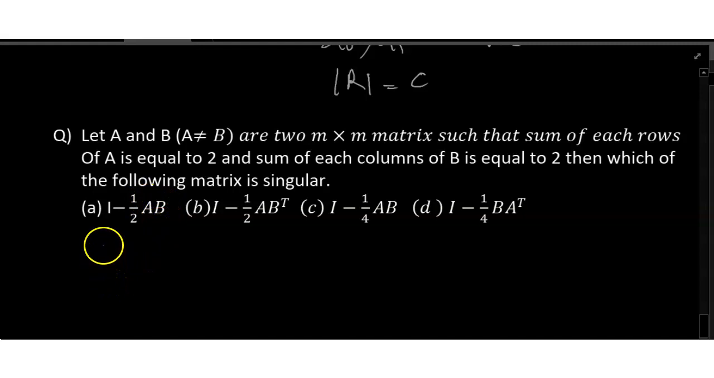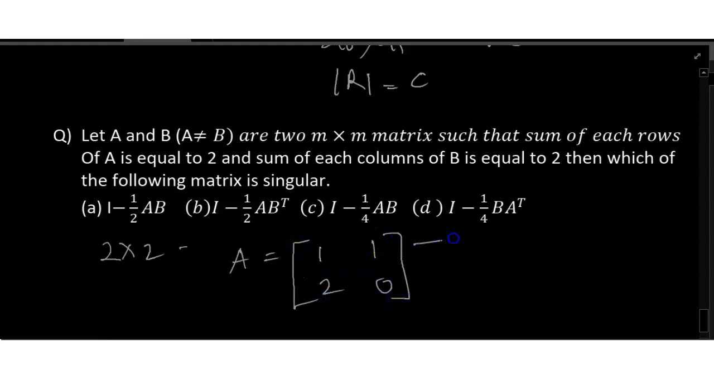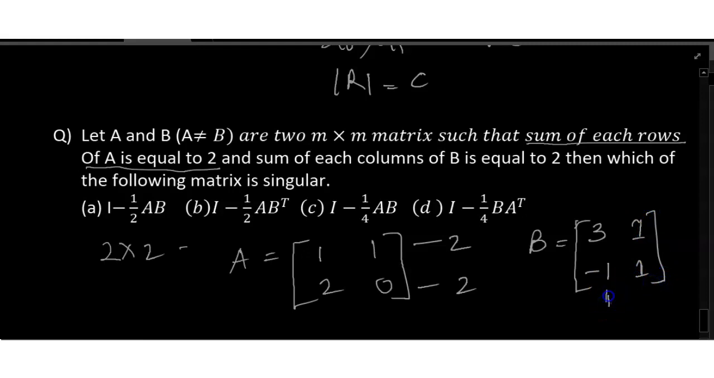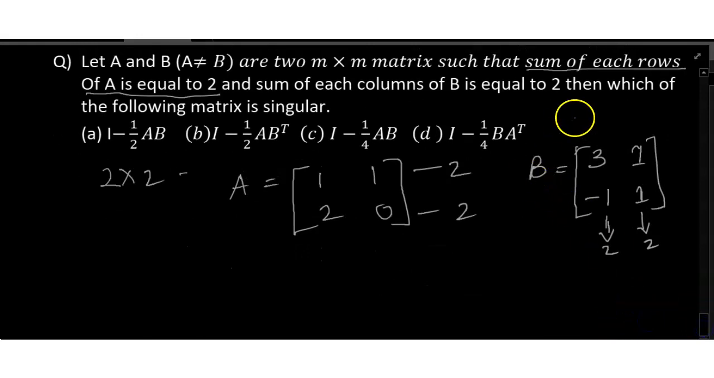So we will take a 2 cross 2 matrix, and A equals to 1 1 2 0. Here you get 2 and 2, meaning the sum of each row of A equals 2, and B equals to 3 minus 1 and 1 comma 1. Then you will get 2 here as well. So we have to take an example and a counter example. Both are important for CSIR problems.